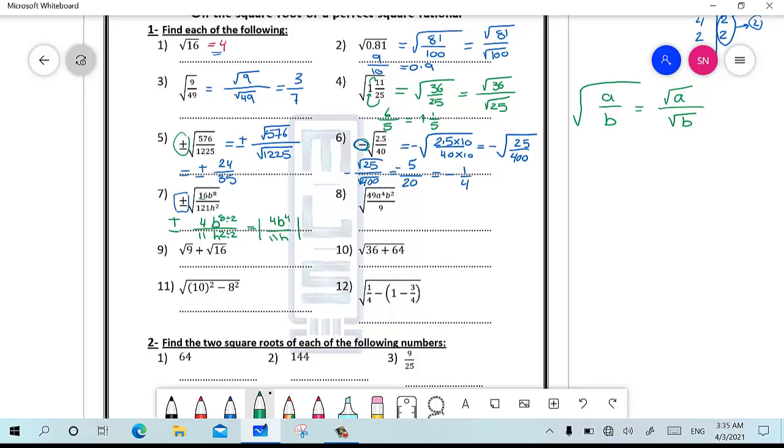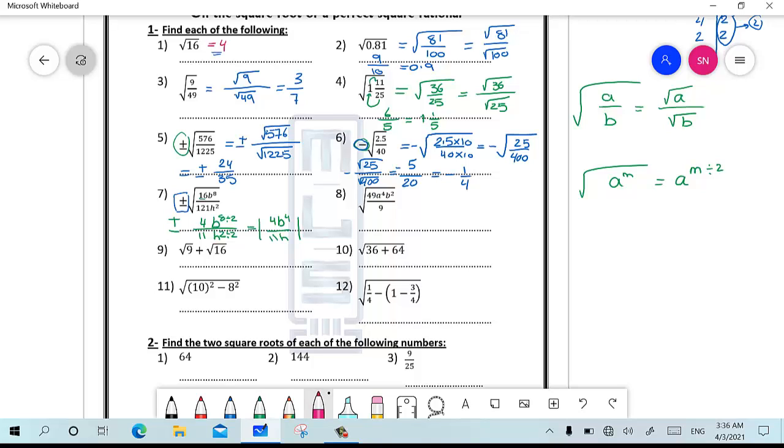Let's go now for number 8. Again, remember that when I have a variable under the square root raised to a power, to get rid of the square root, all I should do is make a to the power of m divided by 2. I always divide the power by 2 when I want to get rid of the square root.